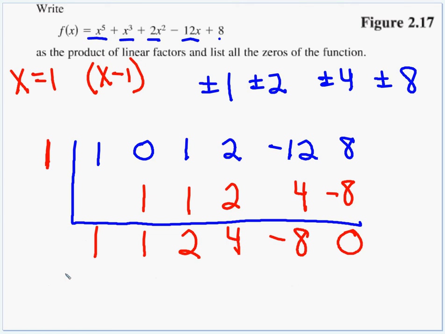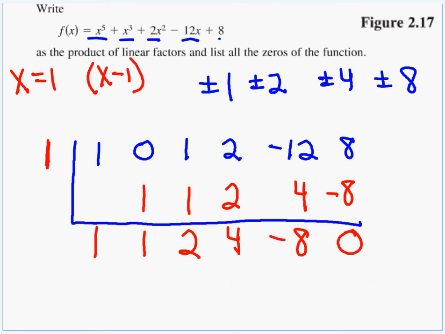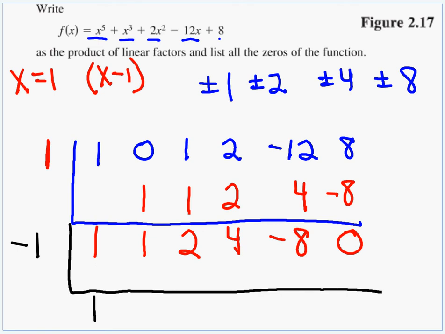Now, we can just synthetically divide our next number right into here. Because we started with fifth, so this would be a 1x to the fourth. Let's do another one and see if we can get it reduced down another power. So we tried 1. Hey, let's try negative 1. So I'm going to switch to black ink, and I'm going to put a negative 1 out here. And let's see, I'll drop down my leading 1.